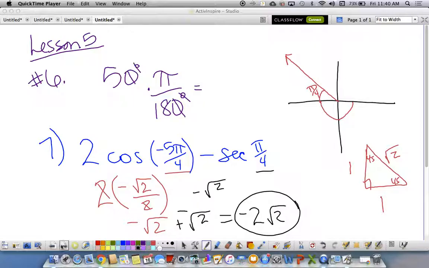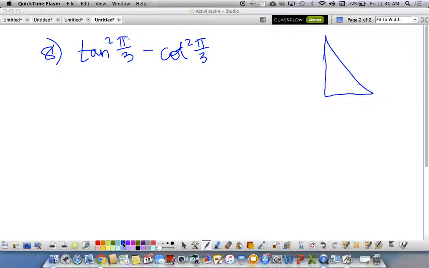Alright, number 8. Are you ready for number 8? What is number 8? Tangent squared pi over 3 minus cotangent squared pi over 3. So which kind of a triangle am I looking at? 30, 60, 90. So, well, let's do that.